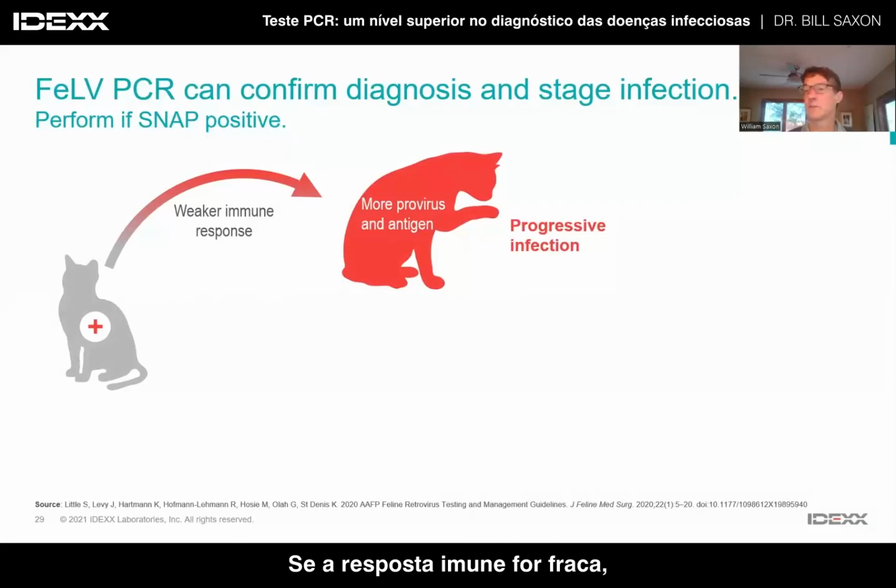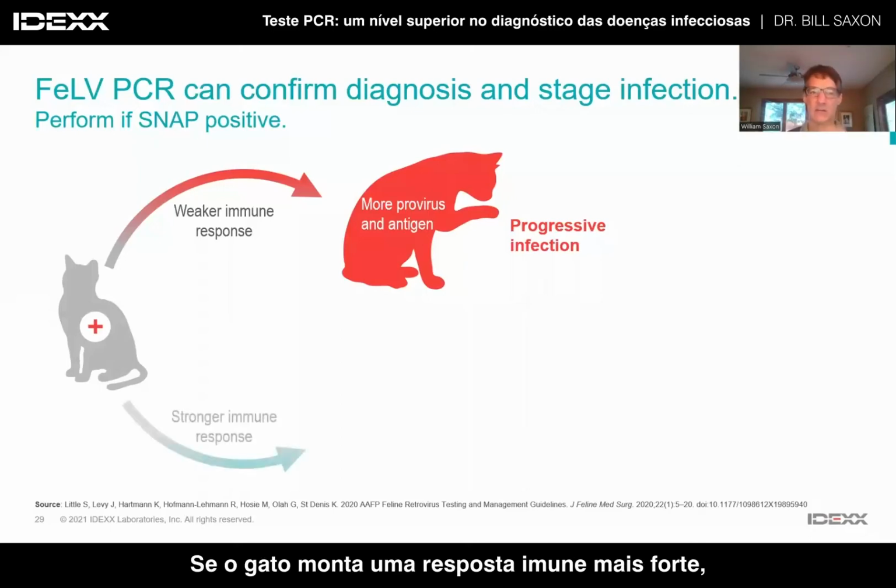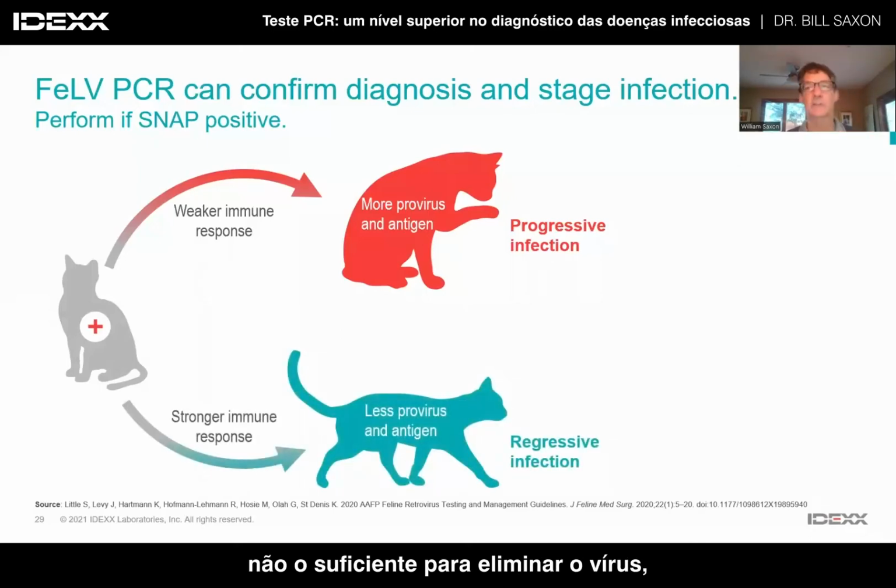If the immune response is weak, then the virus will spread, go through all stages of infection. That cat will be persistently, progressively infected, infectious to other cats, develop FeLV-related disease. Okay, this is a progressive infection because the cat's immune response couldn't contain the infection. If the cat mounts a stronger immune response, not strong enough to clear the virus, but strong enough to hide the virus in the DNA of the cat, then we have what's called a regressive infection. The cat's infected, but only at the DNA level. There's no active virus circulating. The cat's not infectious to other cats.